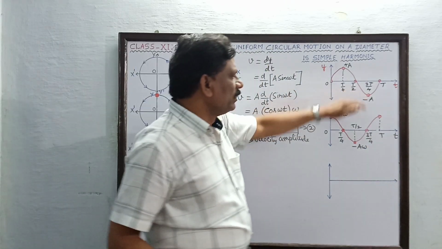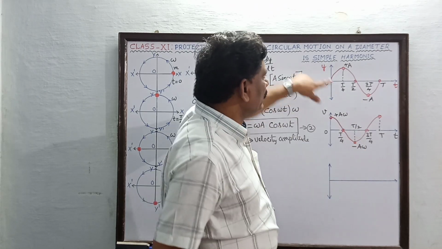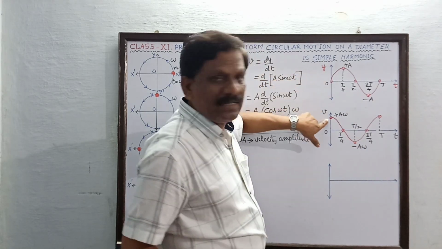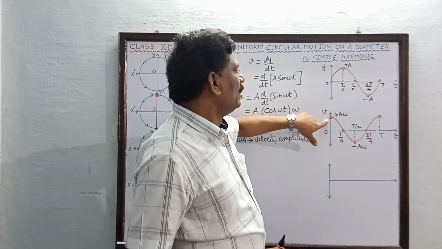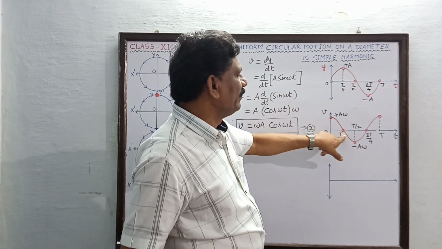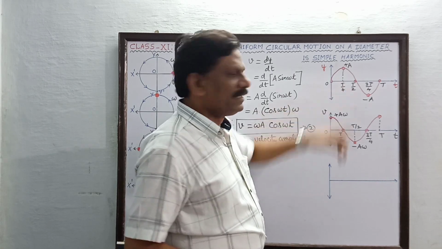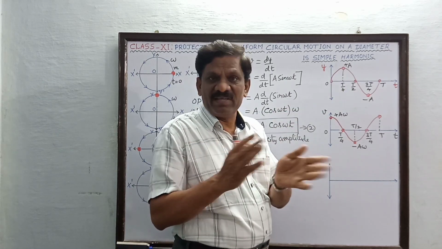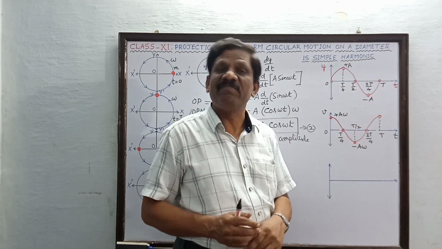From these two graphs we can see whenever the displacement is 0, velocity is positive maximum, is it not? And whenever the displacement is positive maximum, here the velocity is 0. So there is a phase difference. This difference only is called the phase difference.